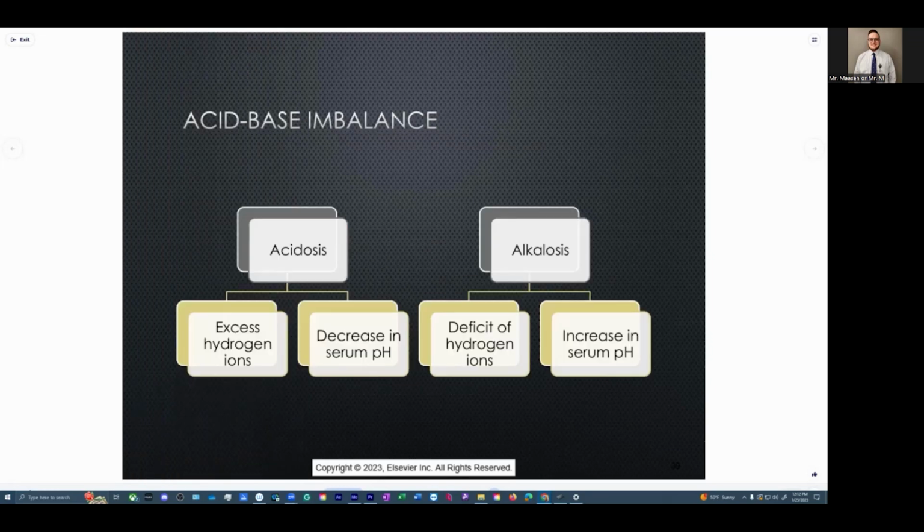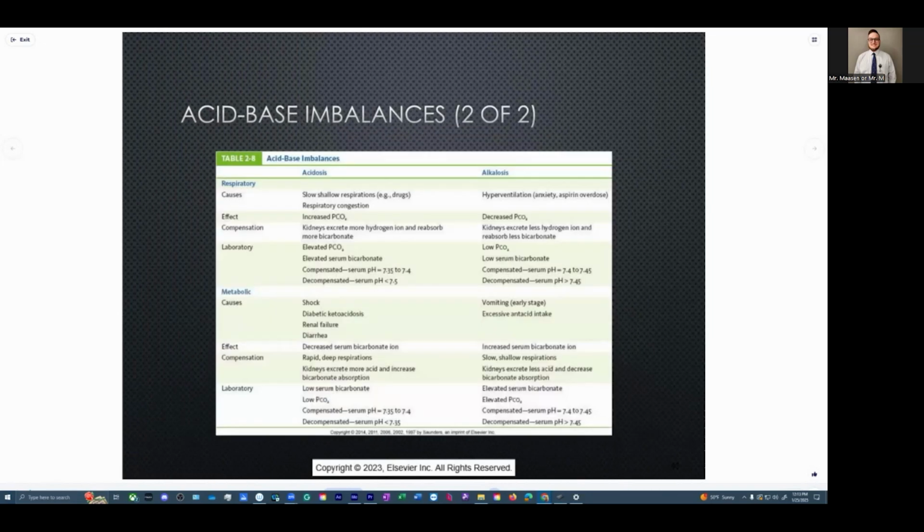So again, another chart to kind of summarize it. If I'm in acidosis of some kind, I've got too many hydrogen ions. There goes down my pH. Alkalosis means I probably don't have enough hydrogen ions, or I have too many bicarb molecules, and pH will increase. And this is the chart that's kind of in your book that talks about it, shows it.